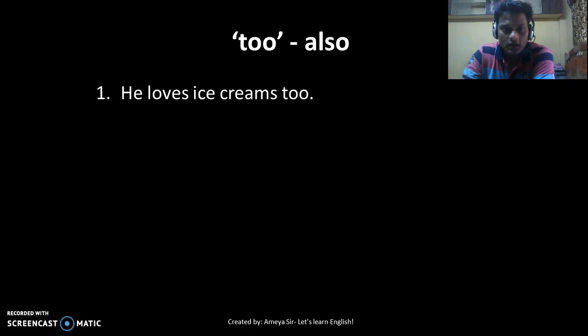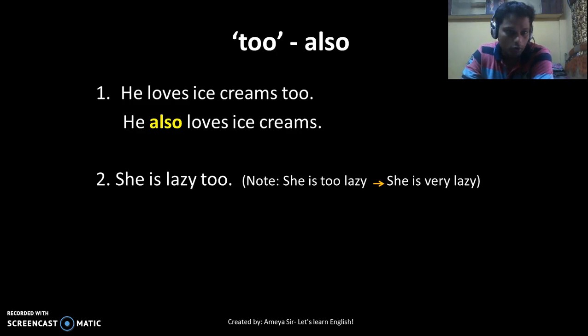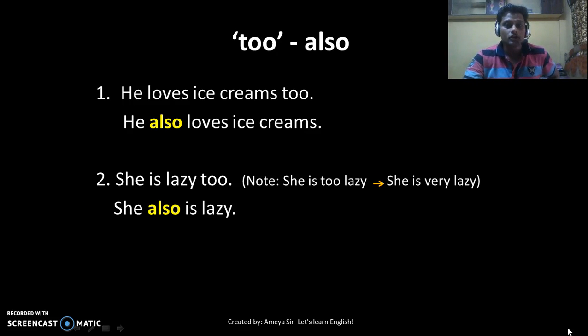Again, this is easy. He also loves ice creams. Remember, this was already done. Notice the second one. It's interesting. She is lazy too. Now notice that if I would have written it as she is too lazy, then it would have belonged to the first type that we studied. She is very lazy. So here she is lazy too. That means what we are actually trying to say is that she also is lazy.